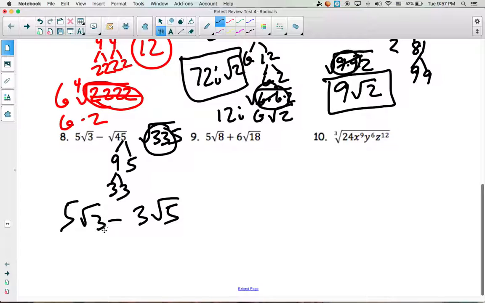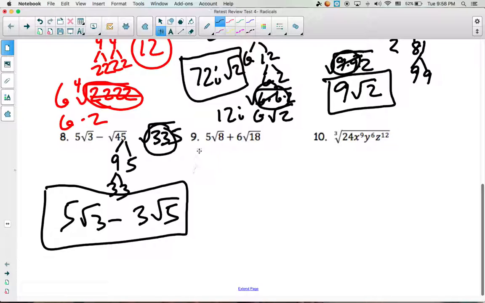And if you look at the radicals now, we have the square root of 3 and the square root of 5. Those are not the same values, so we can't really subtract them, so this would be my simplified form. Question number 9, we are going to add 5 square roots of 8 plus 6 square root of 18. Now again, these radicals are not the same, so we want to go through and try to simplify them.